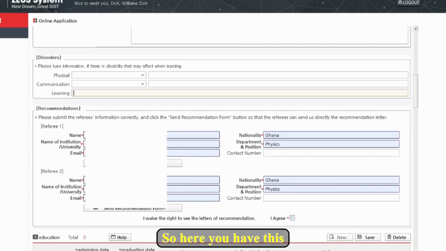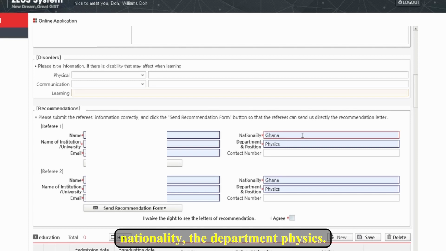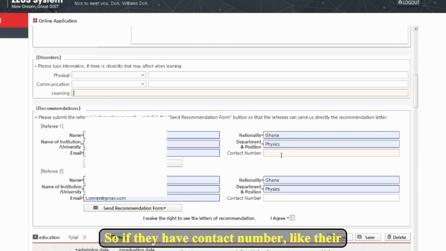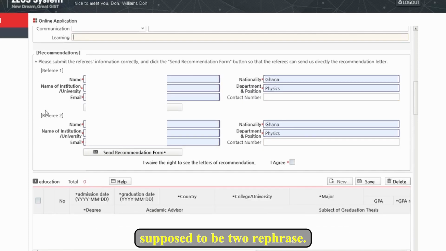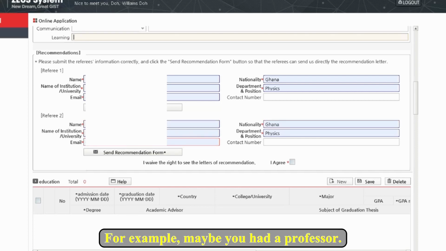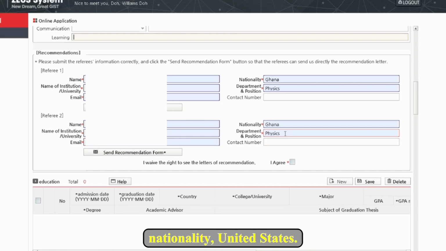So here you have this information that I've already filled out, like the Johnson University of Ghana, and then you have email, nationality, the department, physics. If they have a contact number, like their university contact number, write it down. Then the second one, there are supposed to be two referees. You have the names here, their nationality. For example, maybe you had a professor at the university in Ghana, but the professor is from the United States. You have to write nationality United States, so it must not necessarily be Ghana.